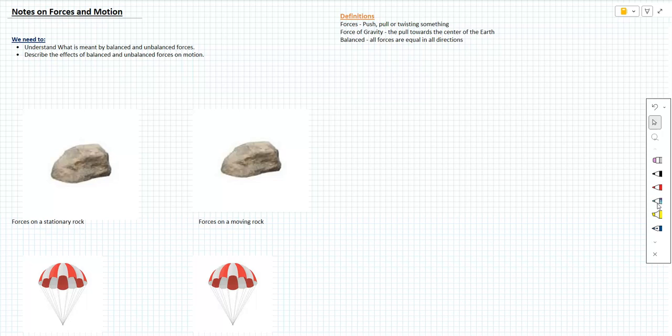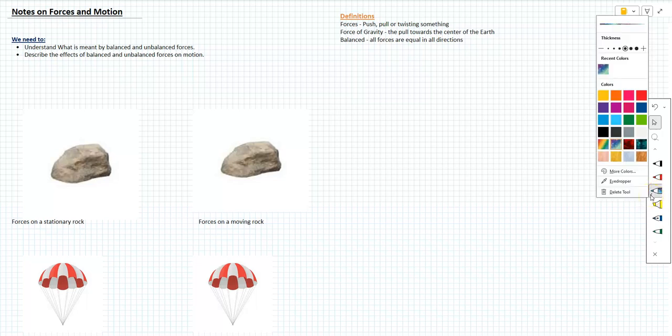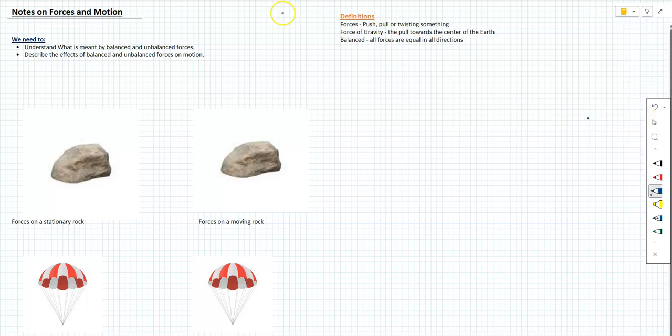So for today, we're going to learn about forces and motion. We have some notes over here that we're going to use, and we're going to learn quite a few things about forces and motion. Okay, so what are the things we need to understand when we're talking about forces and motion? After this lesson, we're going to understand what is meant by balanced and unbalanced forces. We're going to describe the effects of balanced and unbalanced forces in motion.